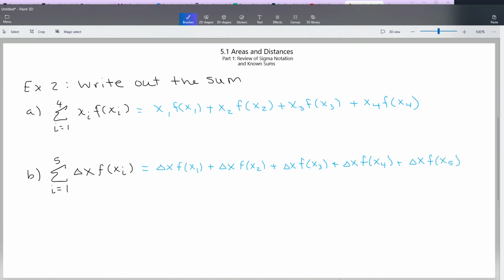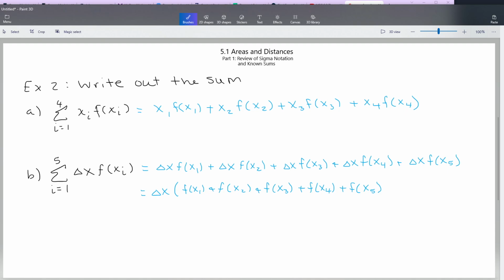Okay. Now, if you really wanted to, you could certainly factor out delta x here, right? So I could write this as delta x times f of x1 plus f of x2 plus f of x3 plus f of x4 plus f of x5.